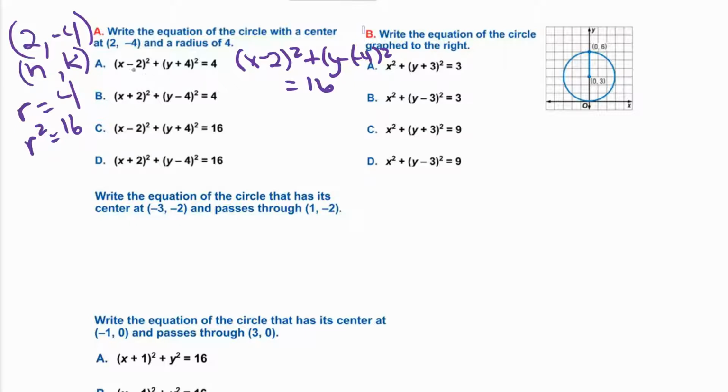So in the first one, it's set up right with the x minus 2 and the y plus 4, but we have the radius and not the radius squared. The second one has an x plus 2. C has (x - 2) squared plus (y + 4) squared equals 16, so the answer would be C.